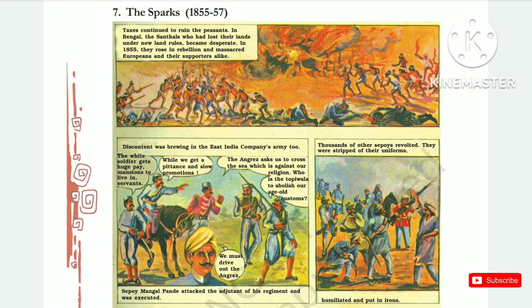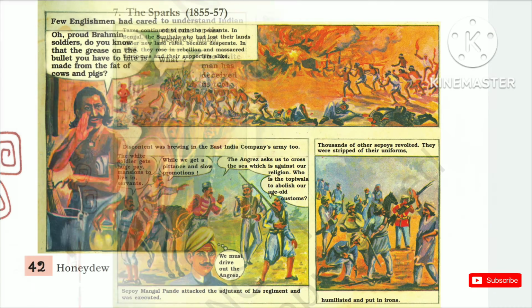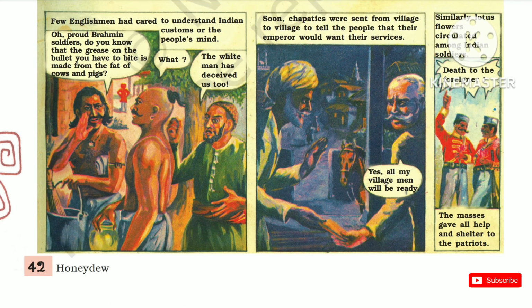Sipai Mangal Pandey attacked the adjutant of his regiment and was executed. Thousands of other Sipais revolted. They were stripped of their uniforms, humiliated, and put in irons. Few Englishmen had cared to understand Indian customs or the people's mind.